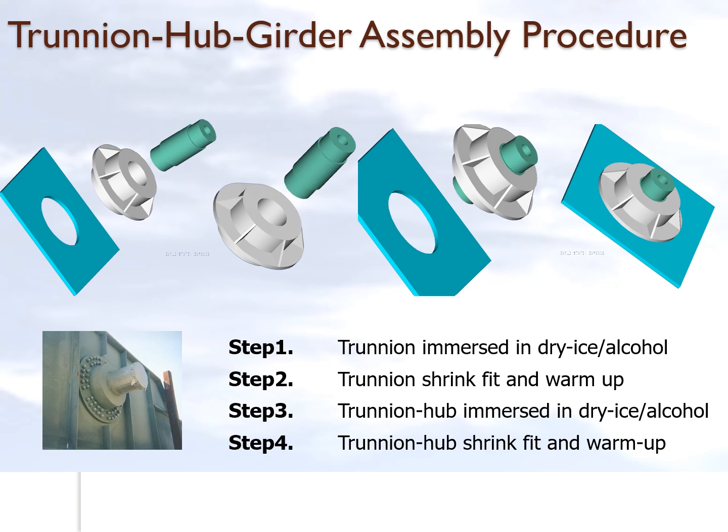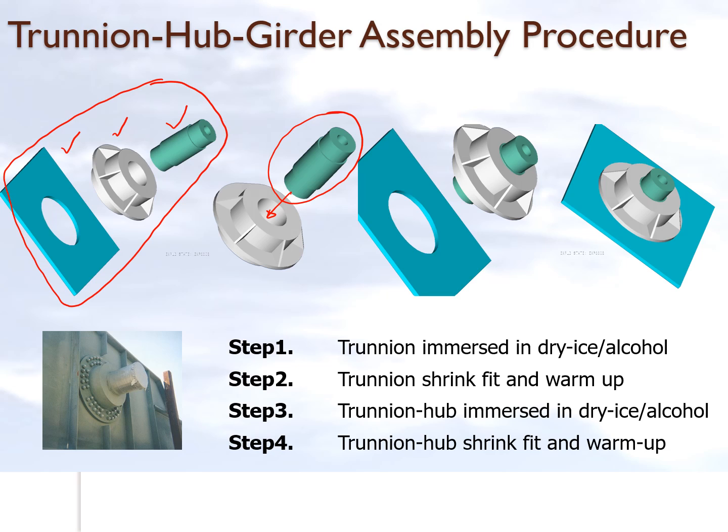So how does the trunnion hub girder assembly procedure work? Here are the 3 components which are shown here. This is the trunnion, this is the hub, and this is the girder. What you do first is you take the trunnion, this one right here, and you immerse it in dry ice alcohol mixture. Why do you need to do that? Because it won't otherwise go into the hub, because the outer diameter of the trunnion is bigger than the inner diameter of the hub. So we immerse it in dry ice alcohol mixture, it contracts the diameter, we shrink fit it into the hub, and then it simply is left to warm up.